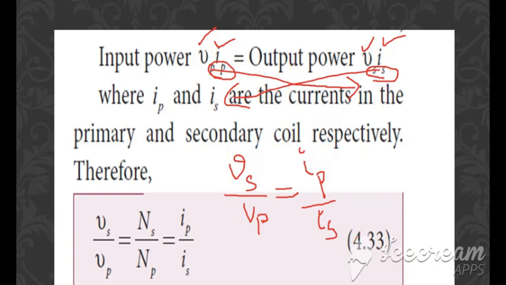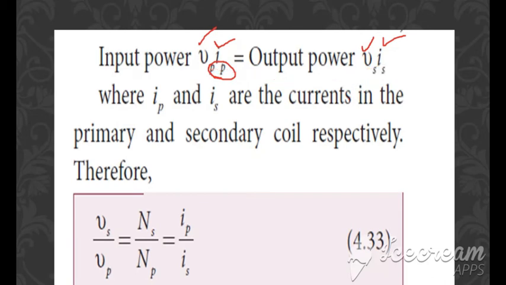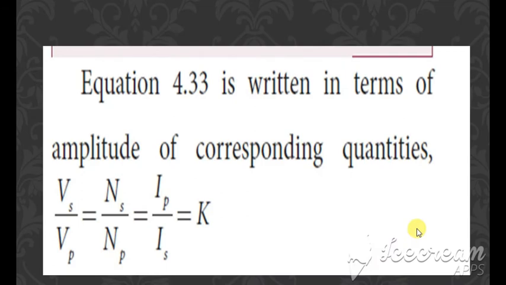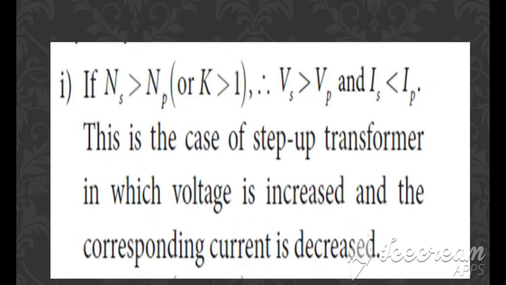Okay, so these are the equations when you compare the primary and the secondary voltage, number of turns, and also the current. Clear? So this can be generally written as Vs by Vp is equal to Ns by Np is equal to Ip by Is, which is equal to K. And these are the conditions. The first condition is if Ns is greater than Np, the number of turns in the secondary is greater, then Vs is greater than Vp because they both are directly proportional. Then Is is less than Ip.